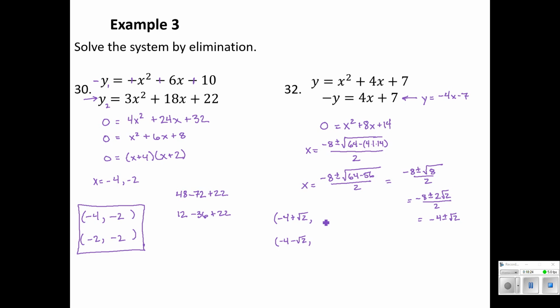So for this first case, negative 4 plus root 2, y is going to equal negative 4 times negative 4 plus root 2, and then minus 7. That means y equals 16 minus 4 root 2 minus 7. So my y, when I combine like terms, is 9 minus 4 root 2. And that's an exact answer. Of course, we could get decimals pretty easily from our calculator to go along with that.